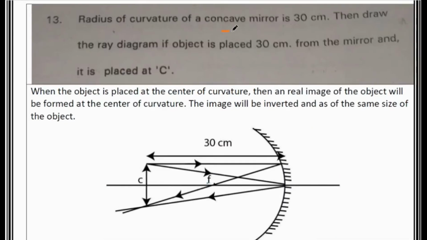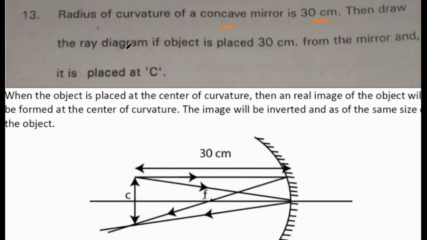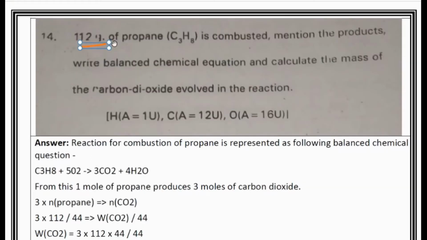The radius of curvature of a concave mirror is 30 centimeters. Then draw the ray diagram if the object is placed at 30 centimeters from the mirror, at C. When the object is placed at the center of curvature, the image will be formed at the center of curvature itself. The image will be inverted and of the same size as the object. 14th question: 112 grams of propane is combusted. Write the balanced chemical equation and calculate the mass of the carbon dioxide involved in the reaction.